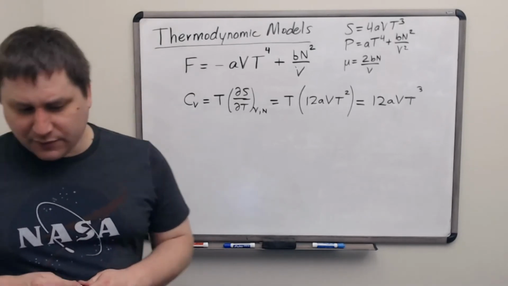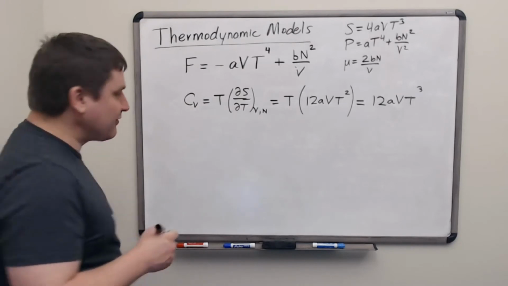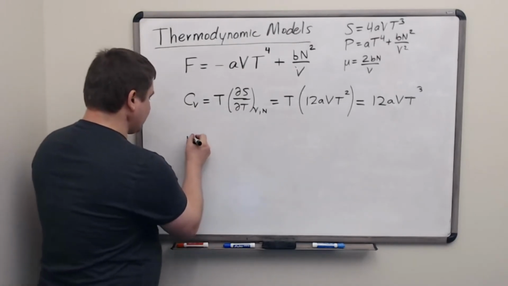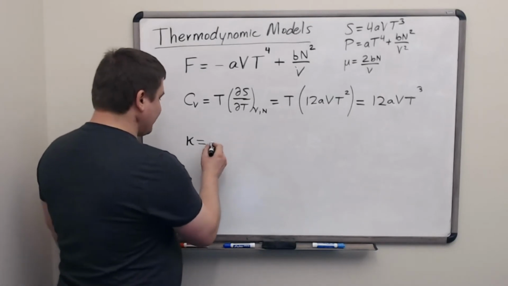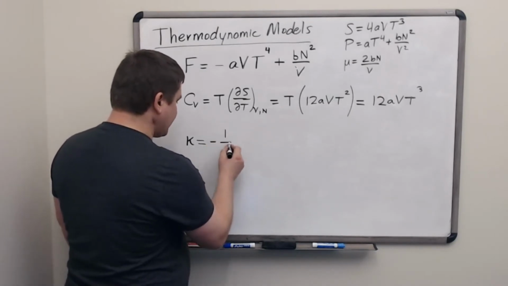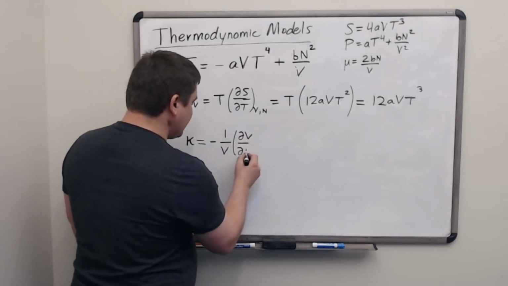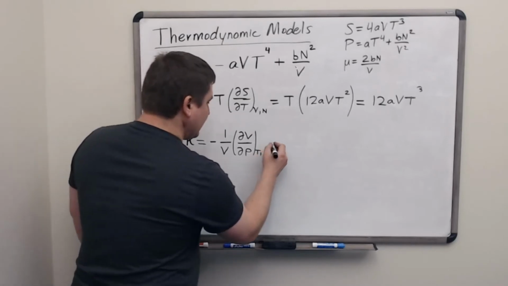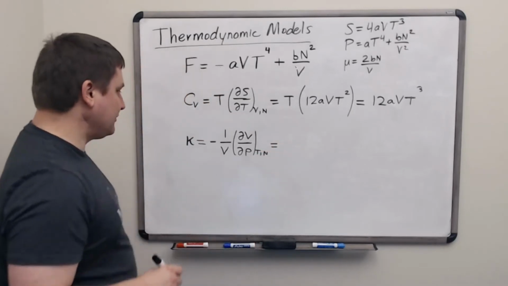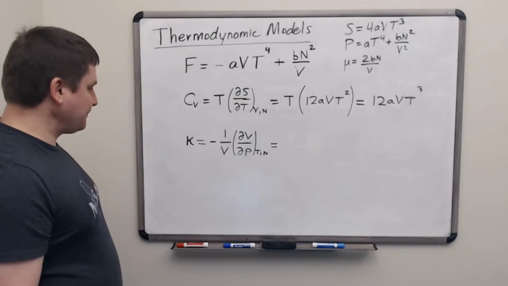The second one that we will look at is the compressibility. Remember, the definition of compressibility was negative 1 over V dV dP at constant temperature and particle number. So how can we do this derivative?